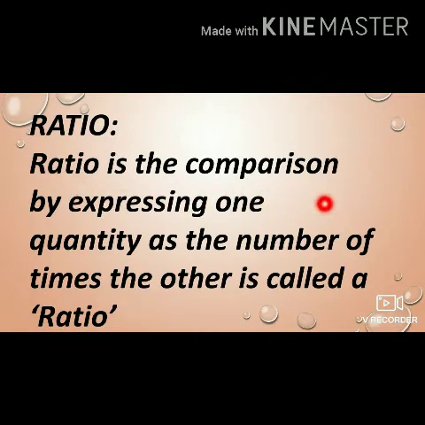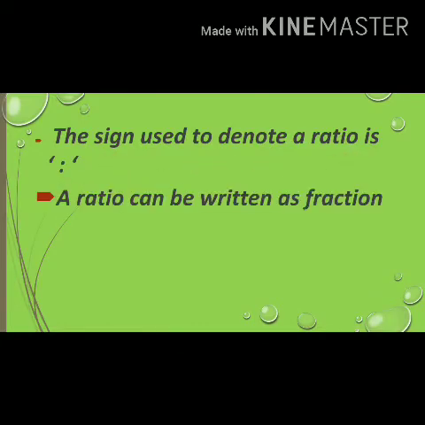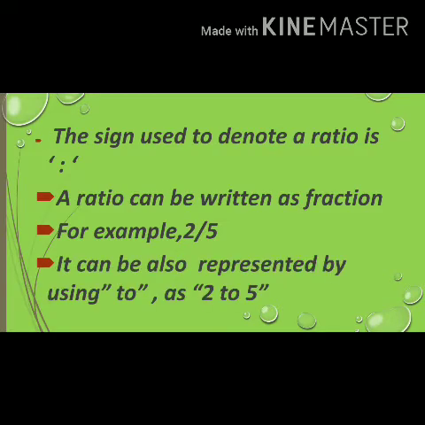A ratio is the comparison of one quantity as the number of times of the other. Ratio means what? Ratio is a comparison of two quantities. The sign used to denote a ratio is a colon. A ratio can be written as a fraction, for example, 2 by 5. It can also be represented using a colon. 2 by 5 can be written as 2 to 5.